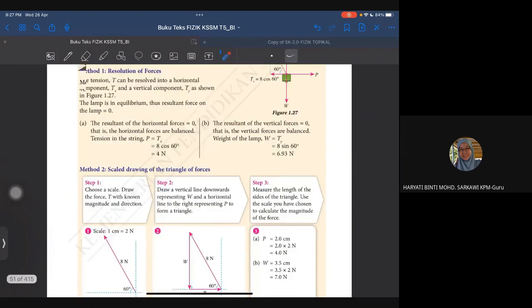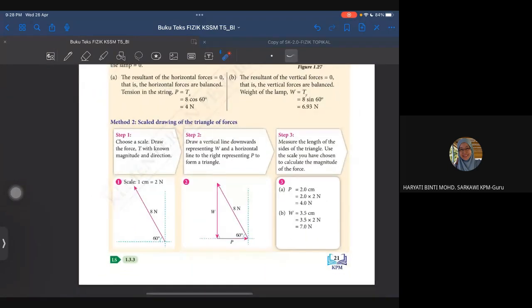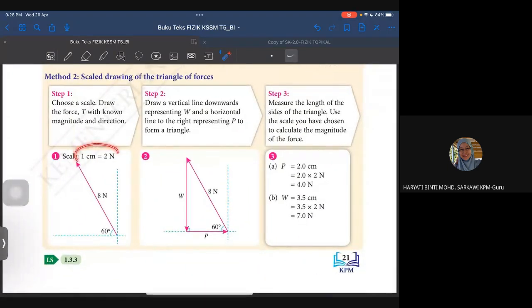Okay, so they give you the solution down here. Can you understand? So if you draw your diagram correctly, you will get the length of P is 2 cm. And in this case, what scale do they use? Yeah, here, 1 cm to 2 Newton. So when the length is 2 cm, times 2, you will get 4 Newton. If you use 1 cm equal to 1 Newton, you will get P equal to 4 cm, like that.